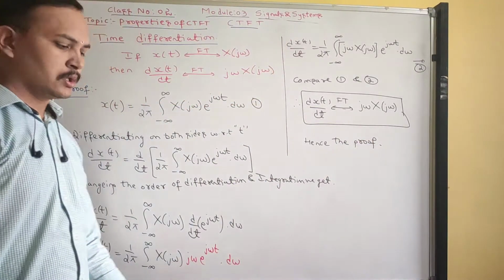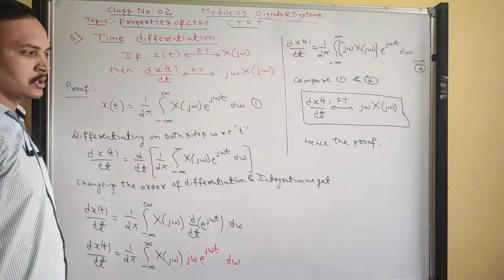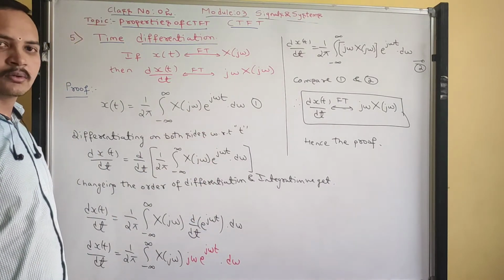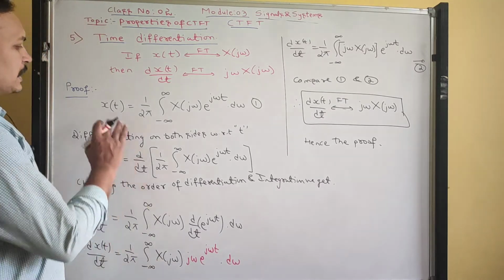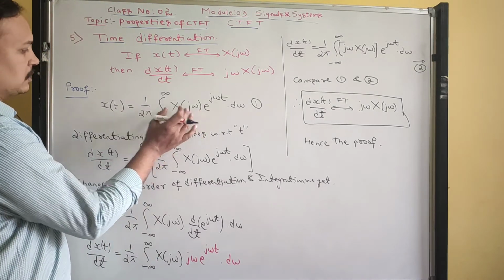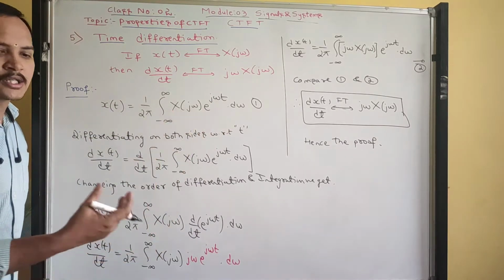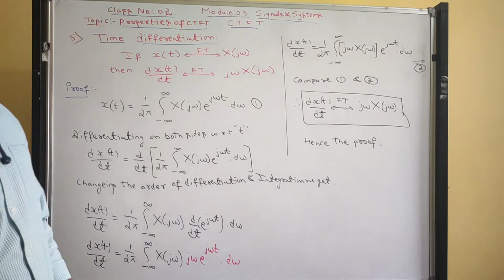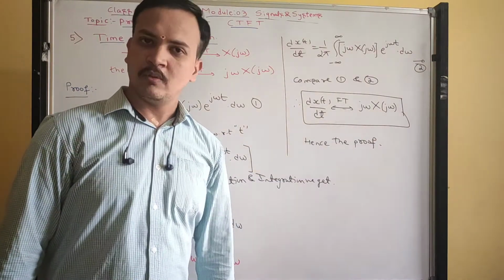Got it, guys? Nothing more we have done. Simply we have taken the synthesis equation, differentiated with respect to t, and then rearranged integration and differentiation. Finally, x of t, x of j omega, dx of t by dt, everything remains the same. Only the spectrum changes: x of j omega is multiplied by j omega.